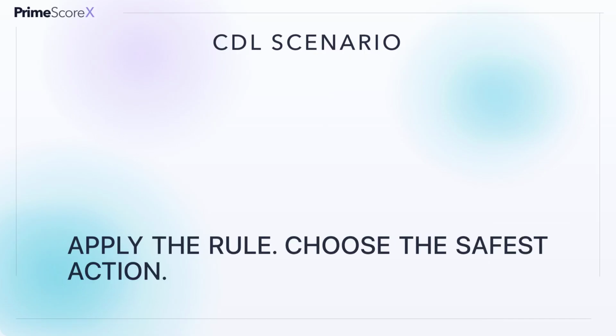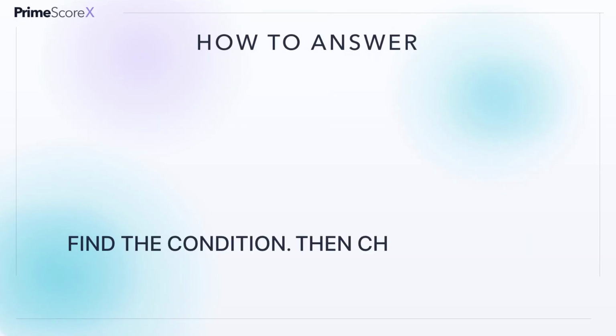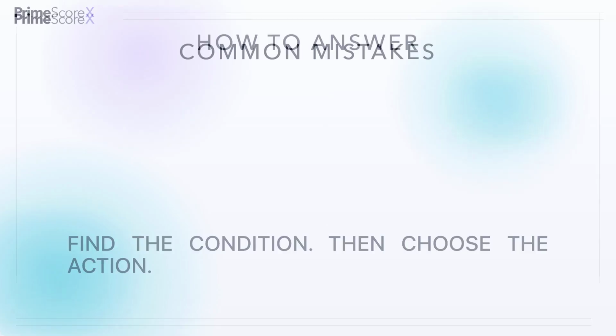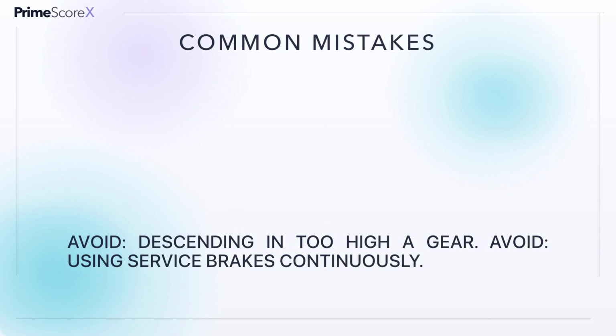On a long downgrade, riding the brake lightly for miles can overheat the system. A safer approach is to start slow, use the correct gear, and apply controlled braking before speed builds beyond control. When a question appears, do not rush to the answer choices. First, identify the condition: vehicle condition, road condition, traffic condition, driver condition, cargo condition, or legal requirement. Then ask which action reduces risk without creating a new problem. That order protects you from attractive but unsafe answers.